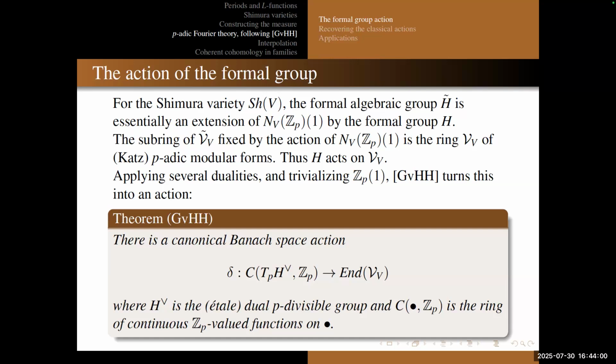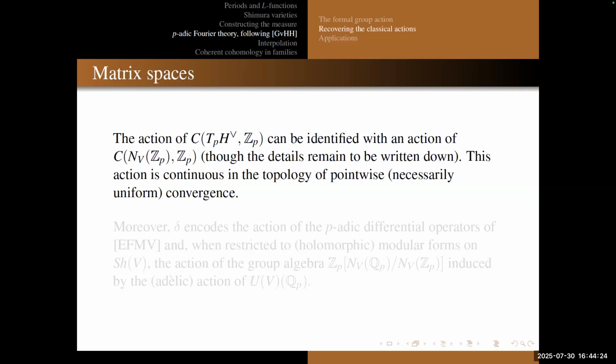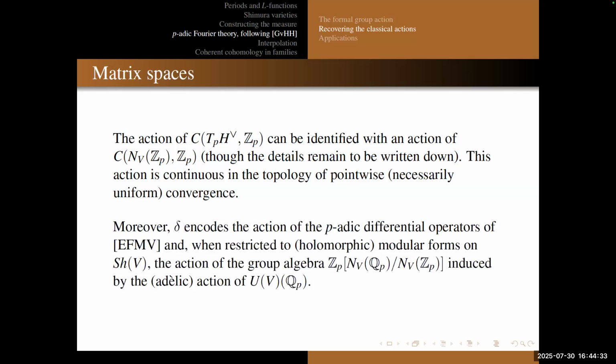Katz's p-adic modular forms. The dual p-divisible group is étale, so this is just a ring of continuous functions on some p-adic manifold. Now inside this, there are lots of continuous functions, and some of them are more interesting than others. The ones that are most interesting are the ones I'm going to write. So we think of this as an action of a matrix space. And the action is continuous in the topology of pointwise convergence.